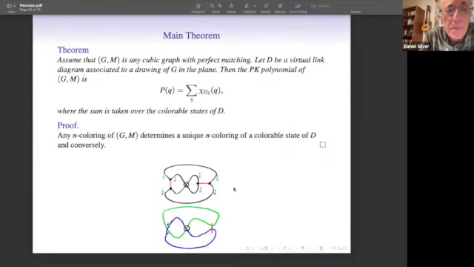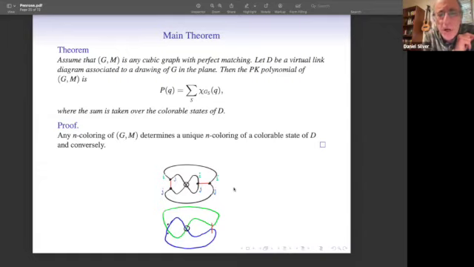Okay, here's the main theorem. Let G_M be a cubic graph with perfect matching. Let D be the link diagram associated to it. The PK polynomial is simply the sum of the chromatic polynomials of the colorable states. So before I say anything more, you don't have any negative coefficients. We're just adding chromatic polynomials here, right?